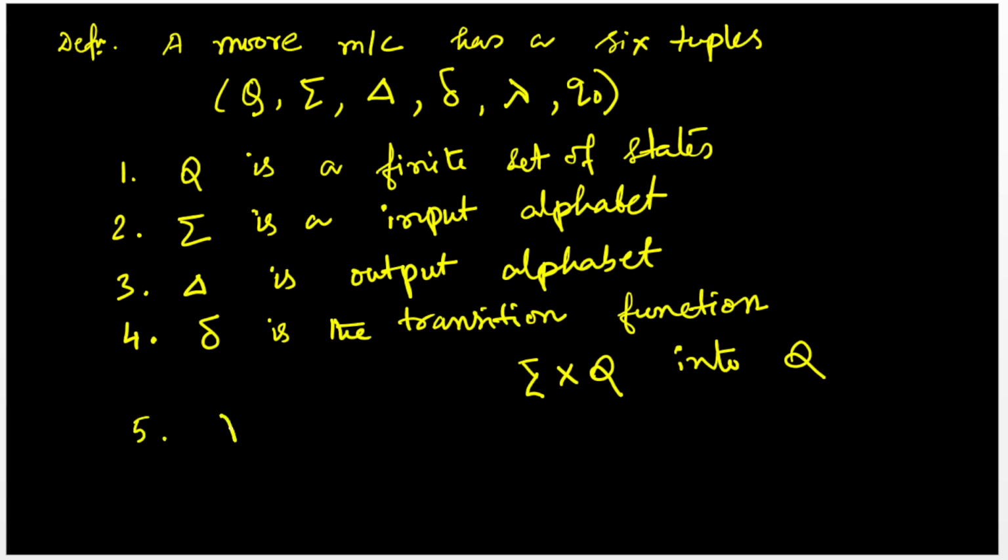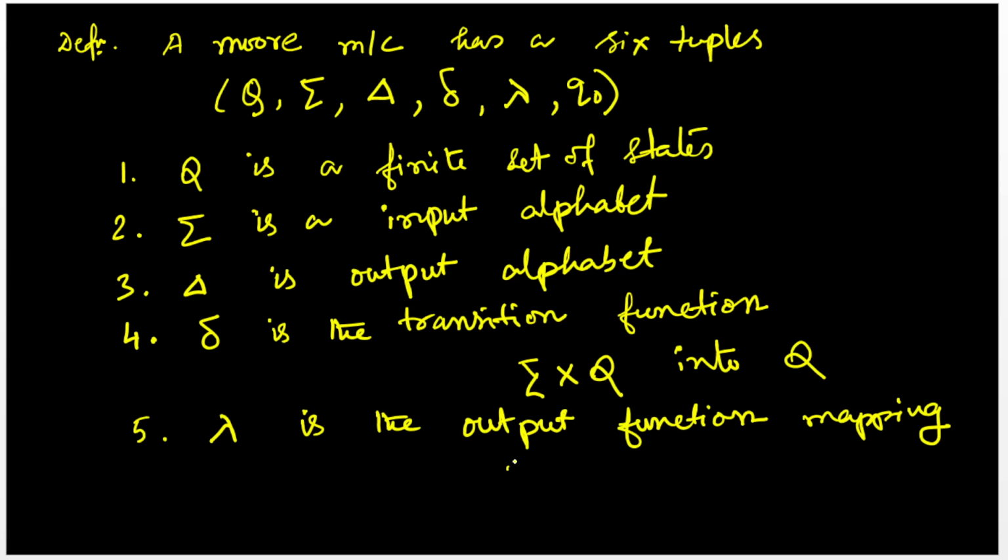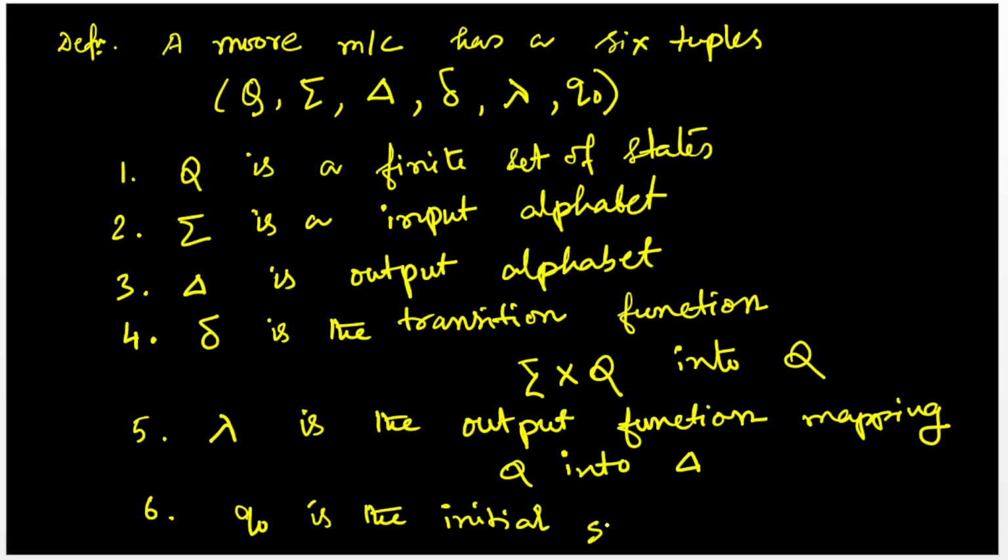Fifth, lambda is the output function mapping Q into delta. And sixth, q naught is the initial state. So these are the six tuples in case of a Moore machine.